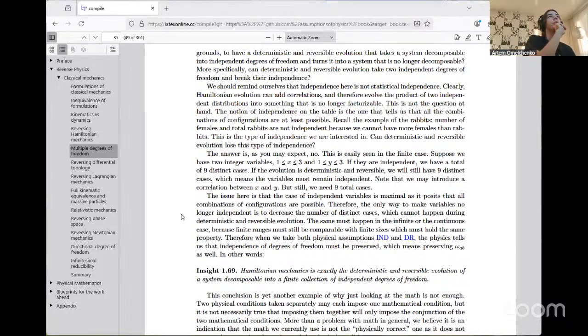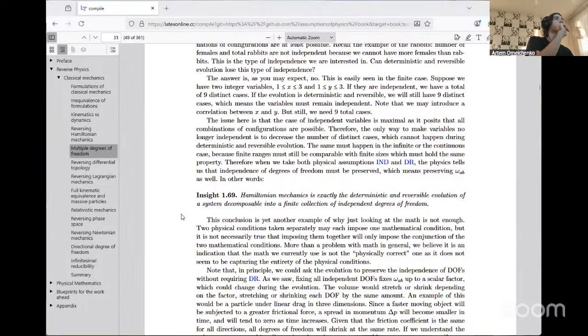The answer is, as you may expect, no. This is easily seen in the finite case. Suppose we have two integer variables, x between 1 and 3 and y between 1 and 3. If they are independent, we have a total of 9 distinct cases. If the evolution is deterministic and reversible, we will still have 9 distinct cases, which means the variables must remain independent. Note that we may introduce a correlation between x and y, but still we need 9 total cases.